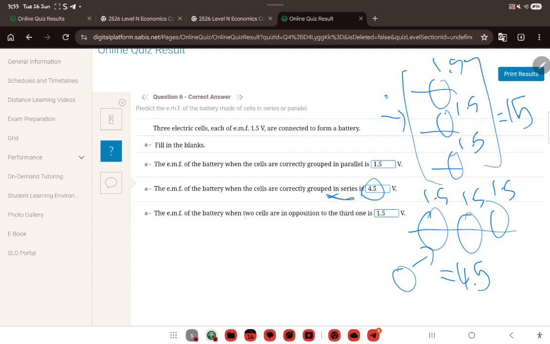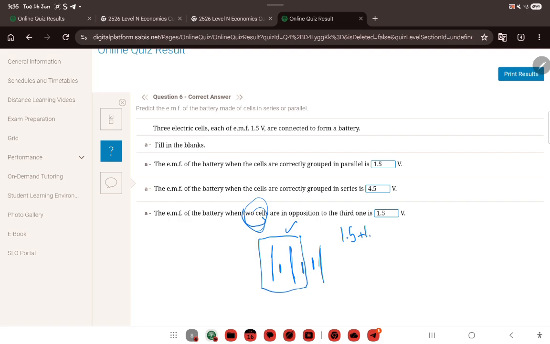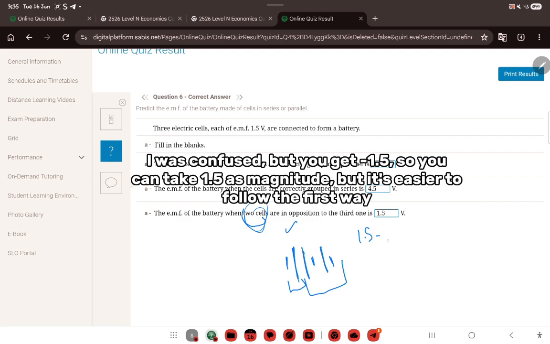The electromotive force of the battery when two cells are in opposition to the third one. They want the electromotive force of the battery when the two cells are in opposition to the third one. So these two cells are good with each other and they're in opposition with the third one. So it's positive, negative, and the third one is negative, positive. So it becomes 1.5 plus 1.5 minus 1.5, so it becomes equal to 1.5. For instance, you took it like this, and then you did this and this. These two complement each other and this one is opposite. So you can do 1.5 plus 1.5 minus 1.5.